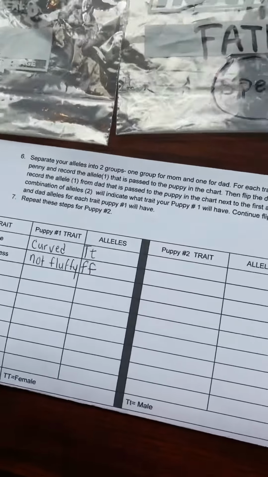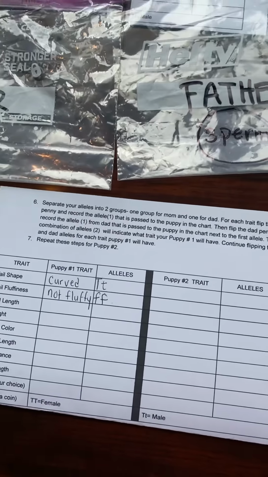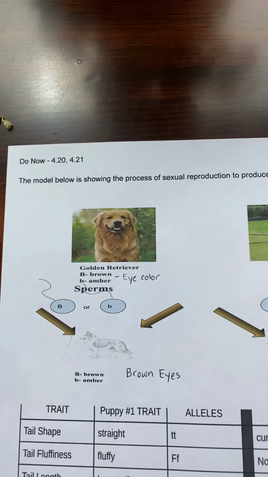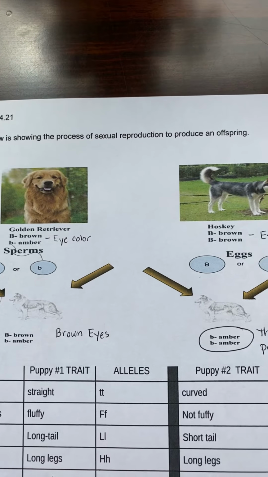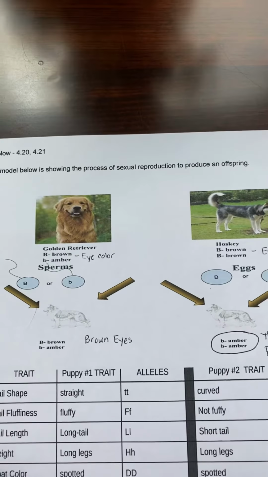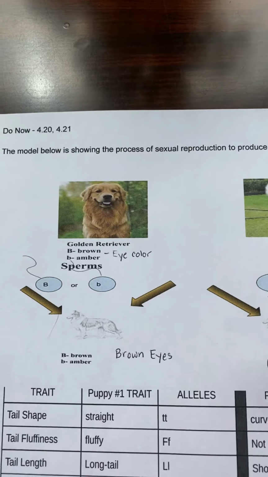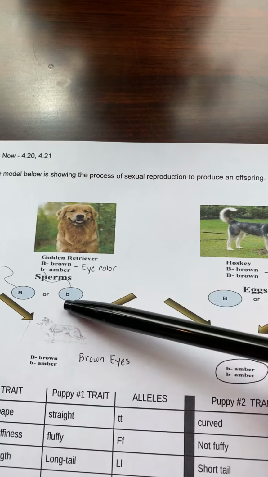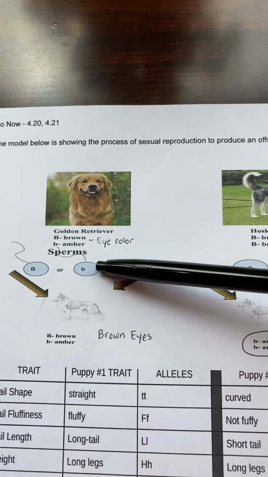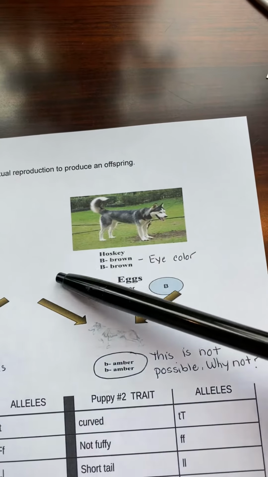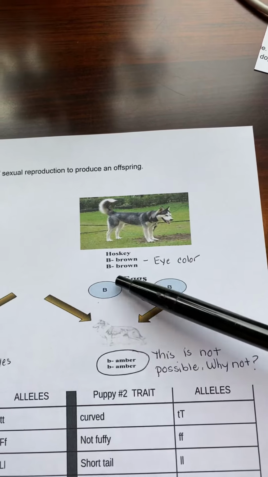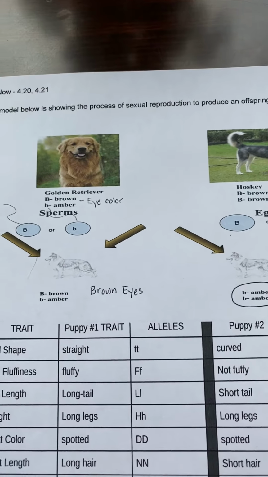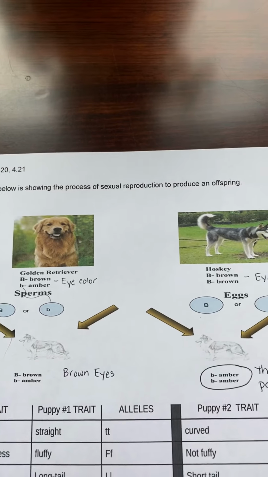Okay, when you're done, you can move on to the last part, which is part number 8 on the task, and here I have a sample. The model below is showing the process of sexual reproduction to produce an offspring. So you're going to take just one trait from your table and you're going to put it into this model and show how the alleles for the trait coming from, this would be dad because we have sperm over here, and the trait here in the mom and the alleles coming from the mom are going to produce different outcomes for the offspring. Okay, and that'll be your last piece to this task.